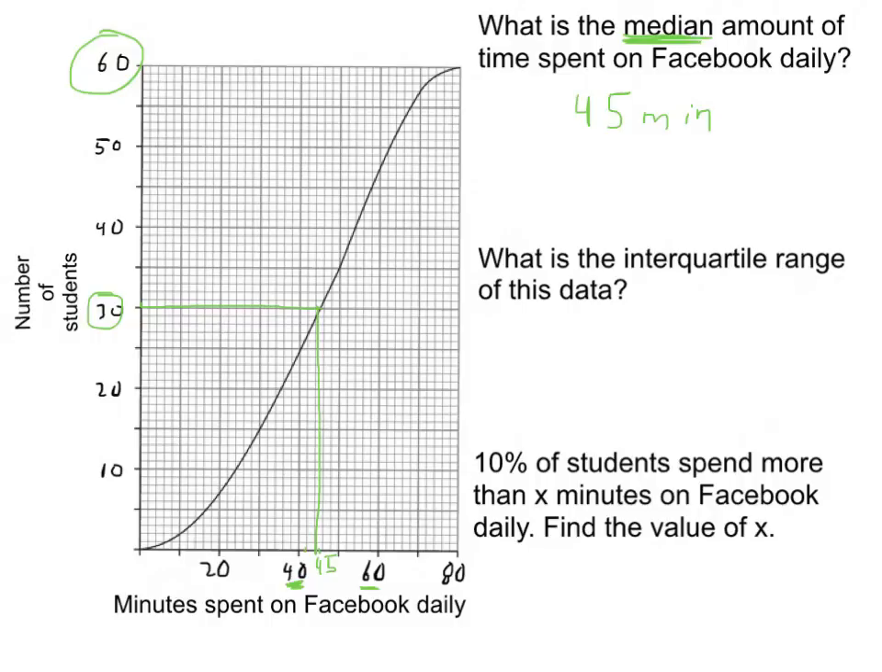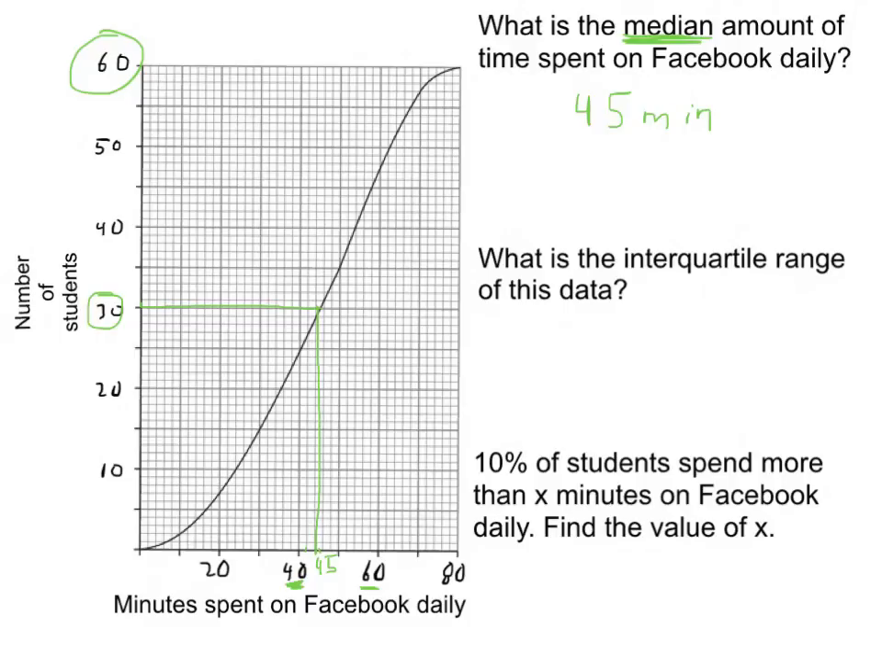On the IB exam, by the way, they usually accept these answers plus or minus 1 or plus or minus 2. So if you had said 44 or 46, it's okay. What they're not going to be okay with is 42. If you're like, oh, look, it was 40 and then 2 more ticks, they're going to expect you to be able to count how much each box is worth, as it were. So the median amount of time spent on Facebook, 45 minutes.